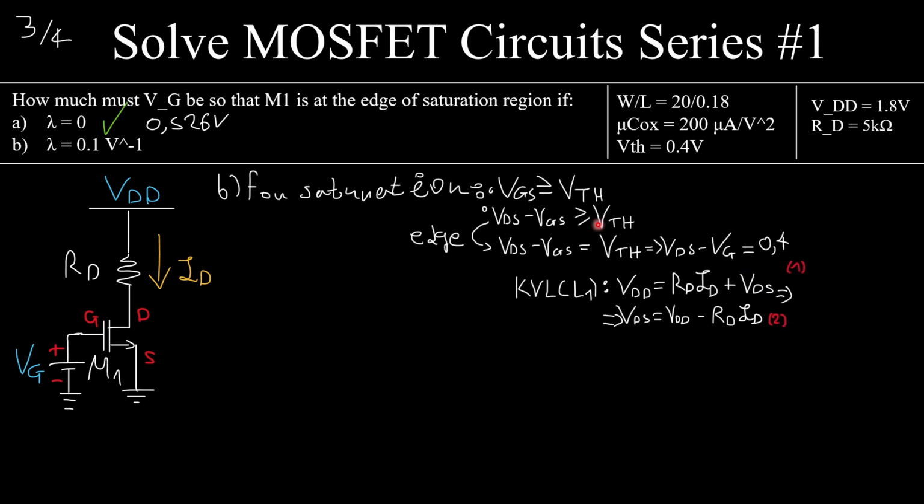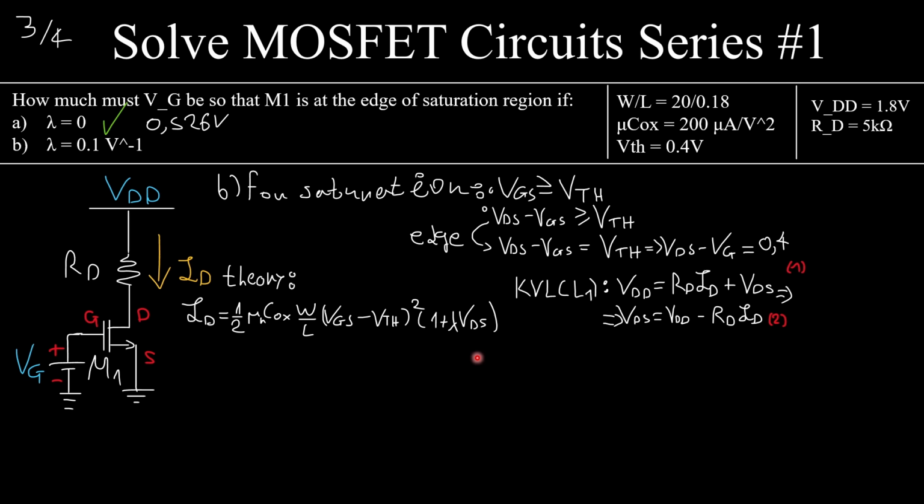Much of the same analysis will be done again. All right, it's the exact same as what we did before up to the KVL. Nothing really changed here. And the only thing that's changing when we have channel length modulation is the current that we have from theory. We have the same current here multiplied by 1 plus lambda times VDS.